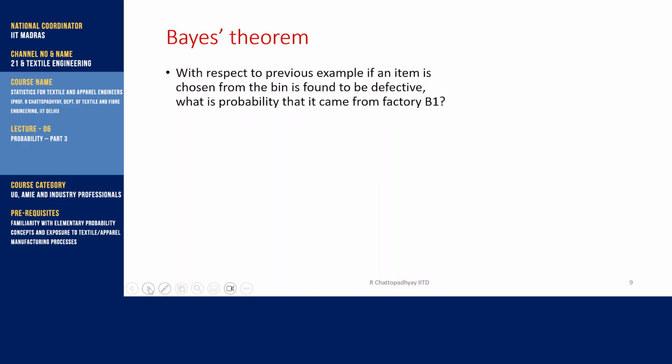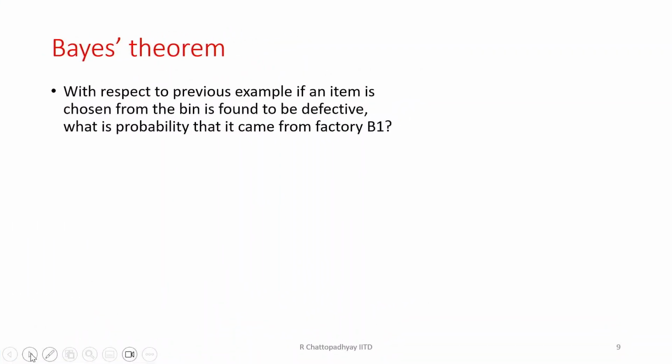Now, with respect to the previous example, if an item chosen from the bin is found to be defective, what is the probability that it came from factory B1? That is, suppose you are interested to know that given that it is defective, now what is the chance that it is coming from factory B1 or B2 or B3? If this question comes to our mind, then how to get the answer?